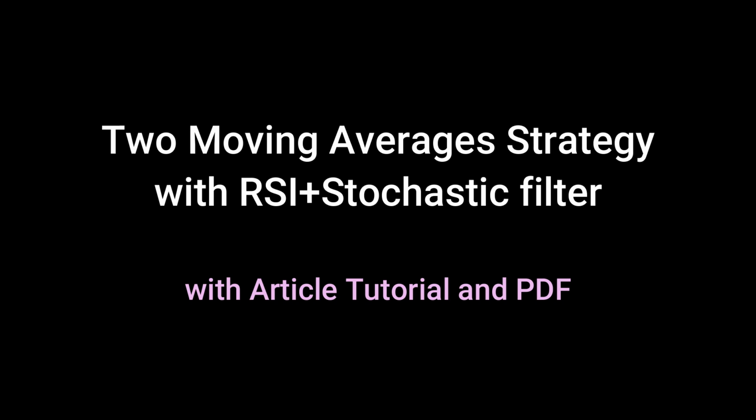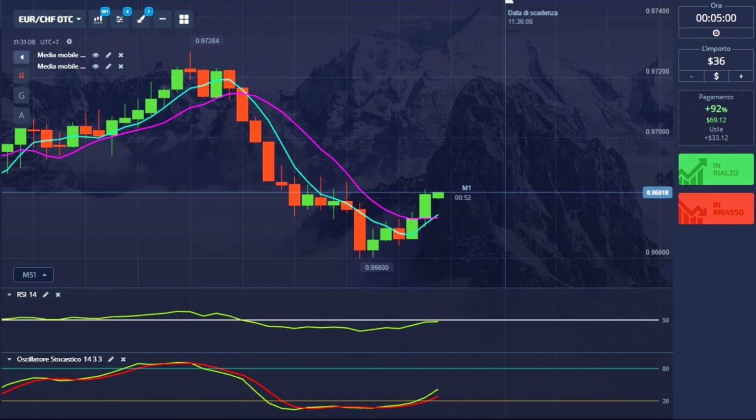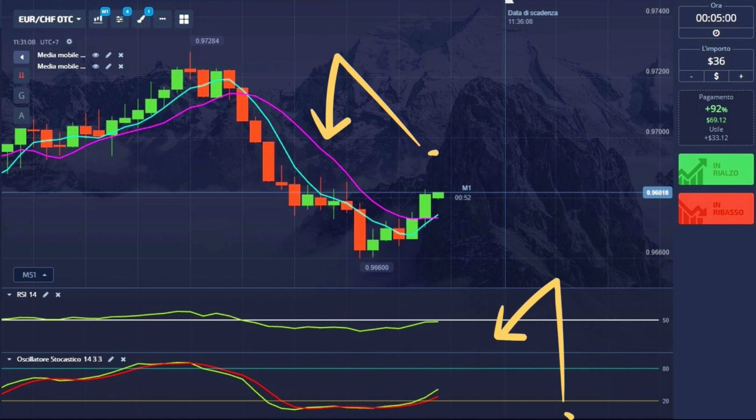Average crossing strategy with RSI and stochastic confirmation. This strategy is based on the simultaneous observation of three indicators: a pair of moving averages, RSI and stochastic. The trade opening signal occurs based on the confirmation of these three indicators.